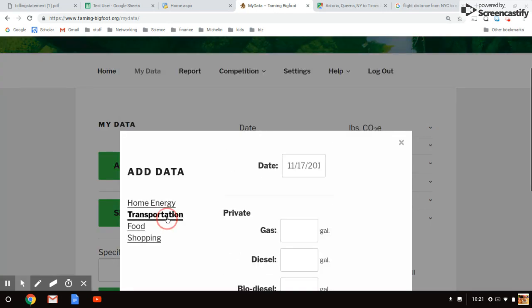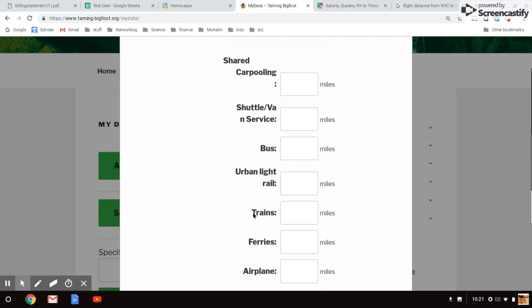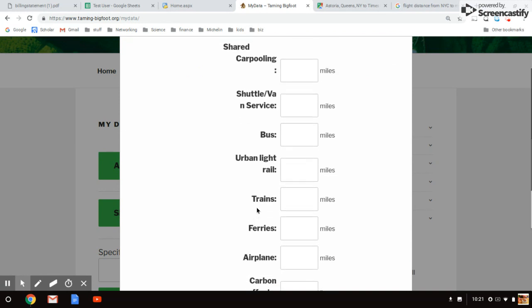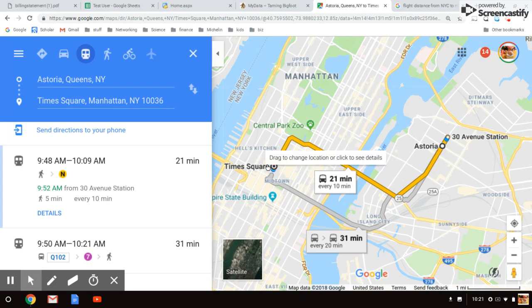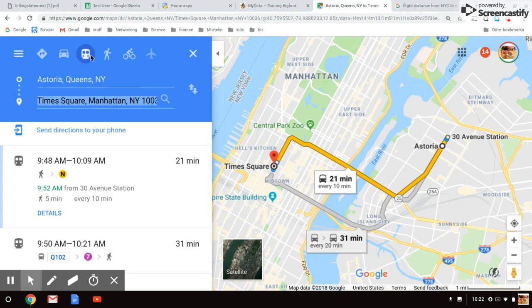Suppose that test user also commutes by public transit. Okay, how do we calculate that? And how on earth do you know how many miles you go on public transit? Okay, suppose the user is taking urban light rail, also known as the subway, and suppose that they're commuting from Queens to Times Square. Ideally, Google Maps would just give you the distance, but it doesn't. But you put in one location here, the other location here, and if you click on public transit, it's going to give you directions to get there.